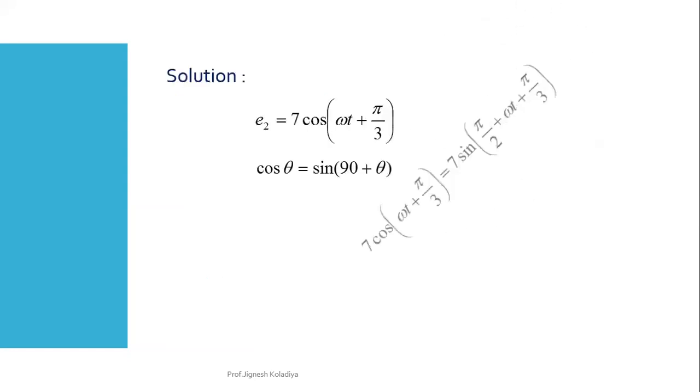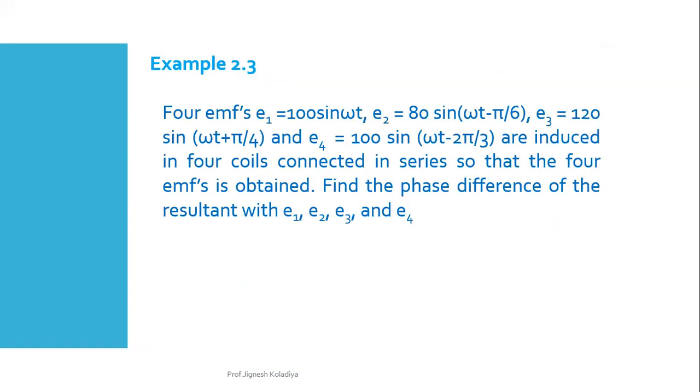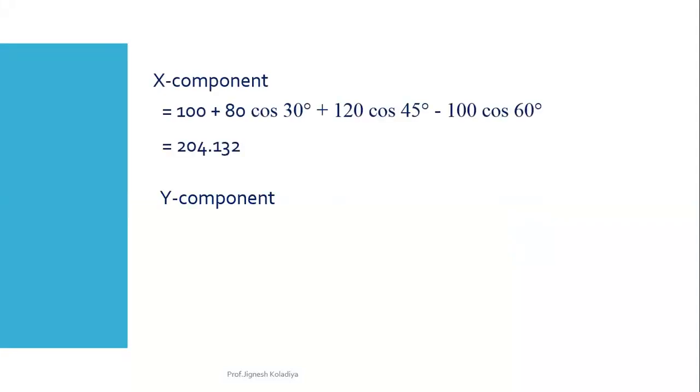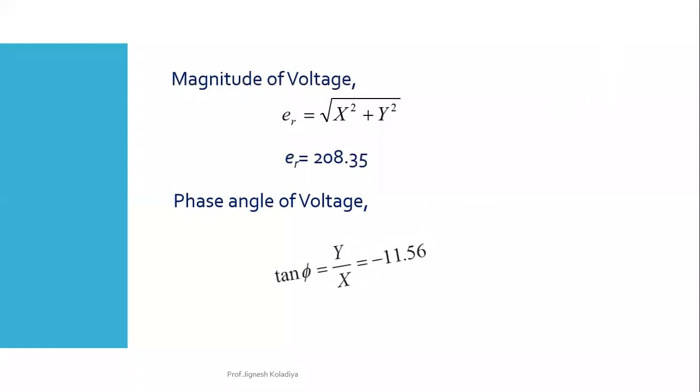Okay, and in the second one, all the equations are given in terms of sine only, so no need to convert it into the cosine. Directly you can draw the vectors, find all x components and all y components, then do the algebraic sum in order to find the resultant, right? See, all x components are added, all y components are added, and then square root of x square plus y square will give you the resultant, and tan inverse y by x will give you the phase angle for the same.